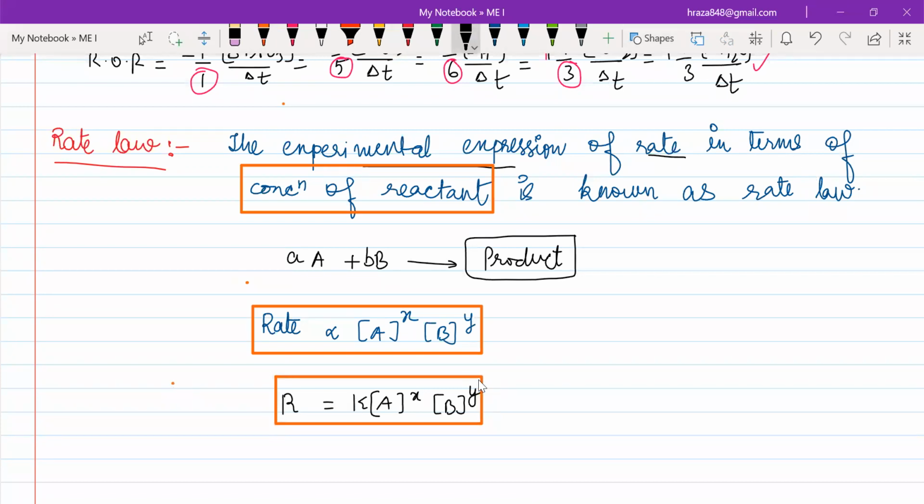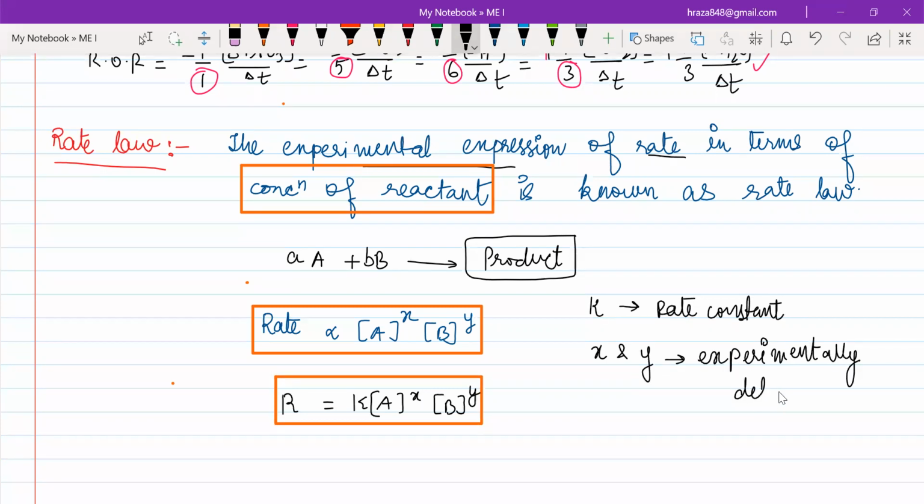Now what is this k? K is basically your rate constant, and this rate constant only depends upon temperature. Now what is x? X and y are experimentally determined.